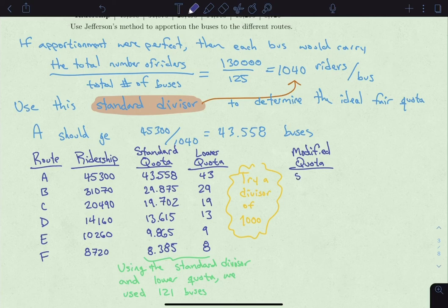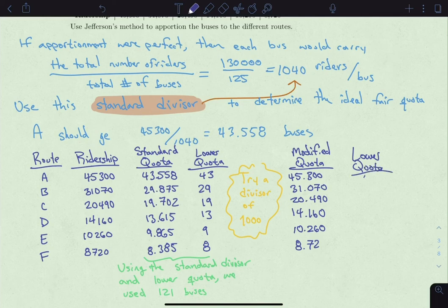Dividing by 1,000 is relatively easy. You just move the decimal place over. What are we dividing 1,000 by? It's these ridership numbers. So notice you can do these without a calculator. The lower quota is, again, just the integer part. And you can see that some of these numbers have gone up.